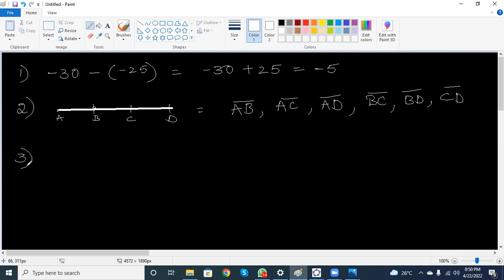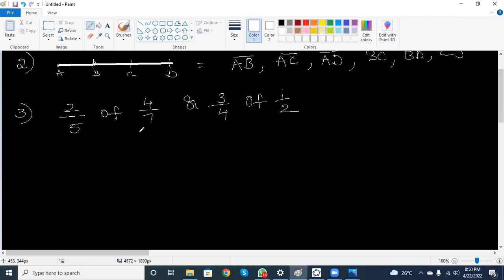Next, question number 3. Which one is greater? Many children got confused with this question. Which one is greater, 2/5 of 4/7 or 3/4 of 1/2? In mathematics, the term 'of' refers to multiplication. So 2/5 of means times 4/7, or 3/4 of means times 1/2.